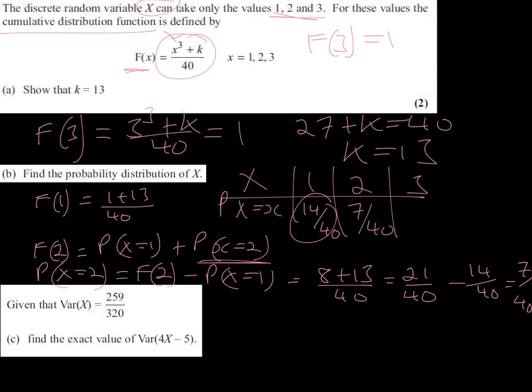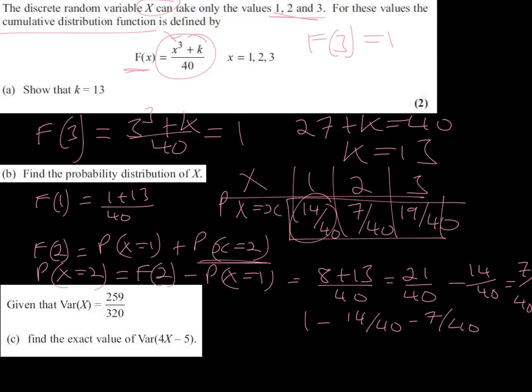And then we should recognise that the sum of these individual probabilities must equal 1, so to find the probability that x equals 3, we can just do 1 minus 14 over 40 minus 7 over 40, which is going to give us the answer of 19 over 40.